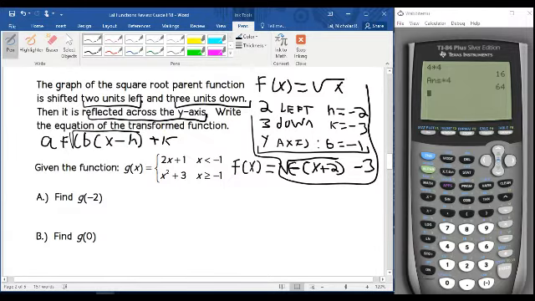Given the function g of x is equal to 2x plus 1 when x is less than negative 1, and x squared plus 3 where x is greater than or equal to negative 1, we're going to need to find g of negative 2 and g of 0.